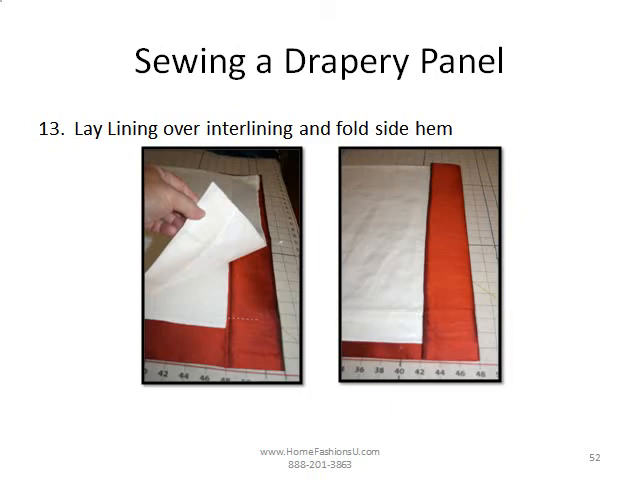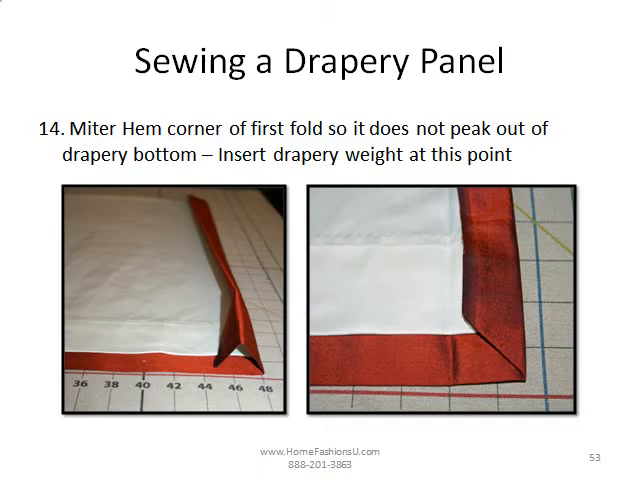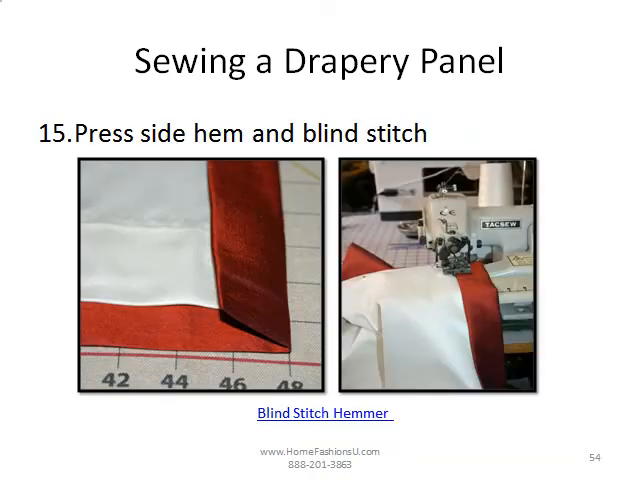You will want to press it as you go. Again, fold it over 3 inches, fold under the cut edges, and press it again. You want to miter your corner of your first fold so that it doesn't peek out of the drapery bottom. You also want to insert your drapery weight at this point. You press the side hem again, and you can blind stitch it.